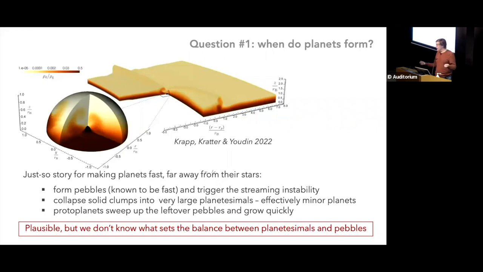A big unknown is that we don't really know what sets the balance between the planetesimals and the pebbles. So in one of our simulations, which are like little boxes of gas and dust, once you start forming those planetesimals, most of the mass just ends up in the planetesimals, right? So then you've got no pebbles left over. We know that's not true because we see pebbles in protoplanetary disks, so we know they survive somehow, but we haven't really got a good understanding of how that works.